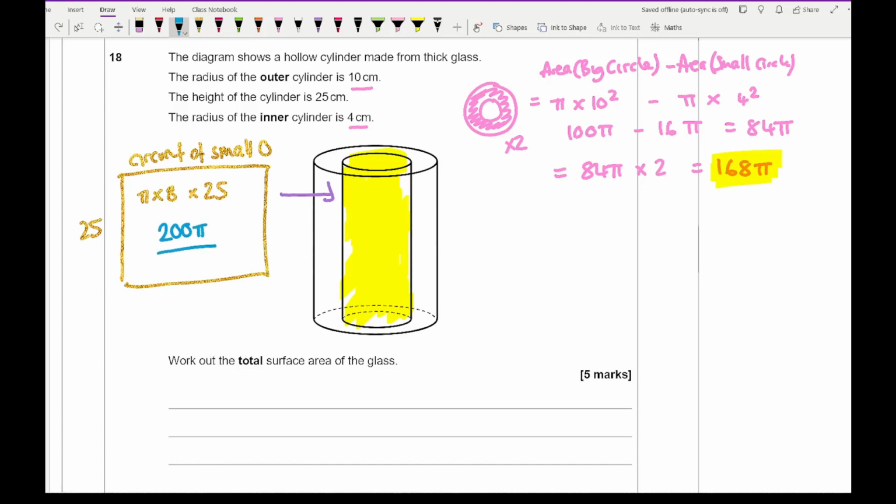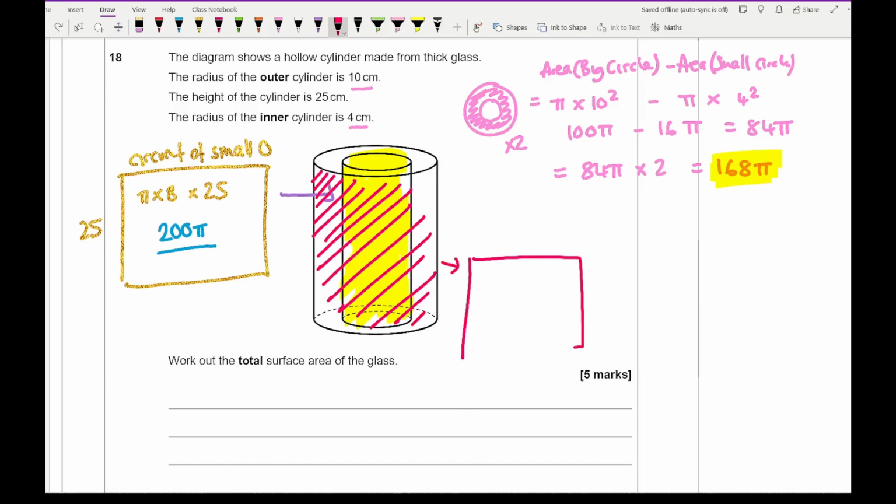Now the next thing for me to work out is what this external rectangle is going to be, the outer rim. So that one is again going to be 25, but this time the length is going to be the circumference of the big circle. So again, pi times d, the diameter of that big circle is going to be 20. So it's going to be pi times 20 times 25. And if I type that all into my calculator, I get 500 pi.